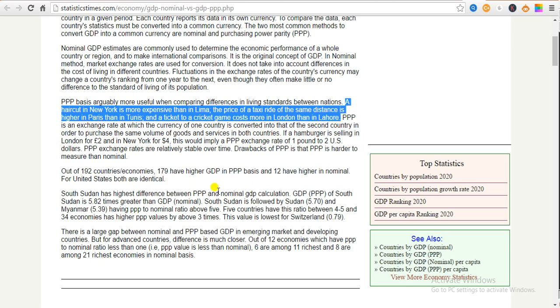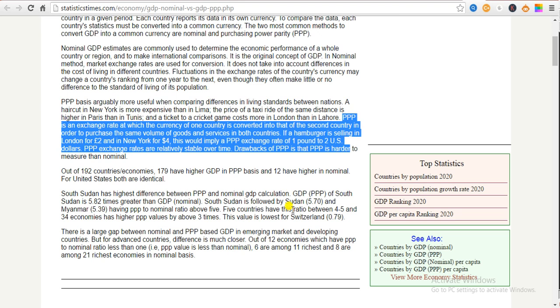So a haircut in New York is more expensive than in Lima. The price of a taxi ride of the same distance is higher in Paris than in Tunis. And a ticket to a cricket game costs more in London than in Lahore. So this is why we don't only look at the GDP, nominal and real. This is important. We have to see the real GDP numbers, okay? The nominal GDP numbers. So in addition to that, we also have to look at the PPP numbers, okay? So we're going to look at both and see what we discover in this video.